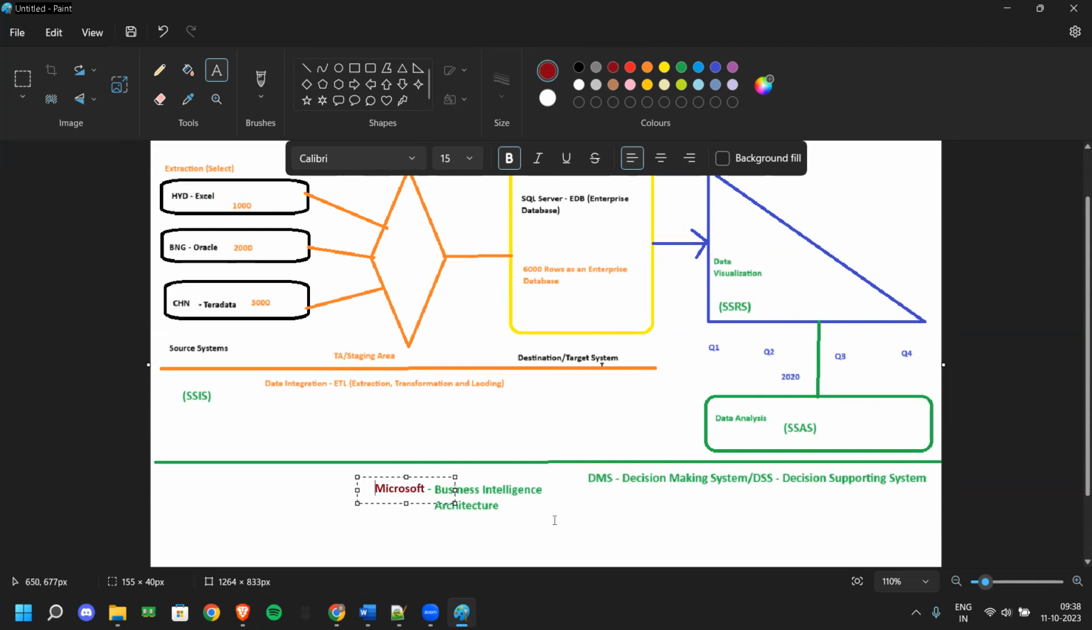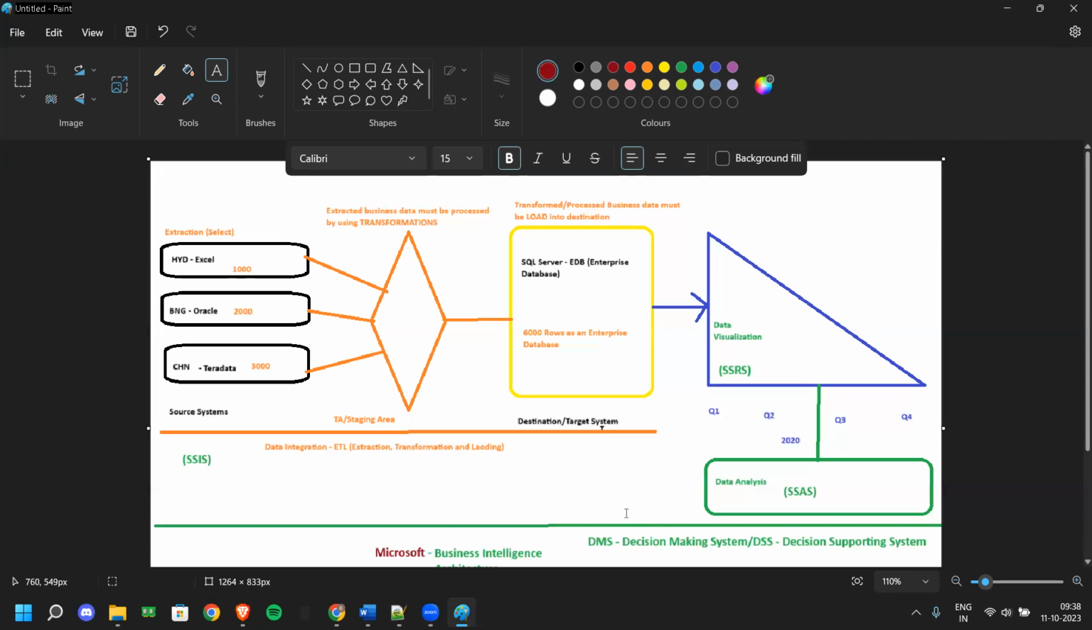Microsoft Business Intelligence. Microsoft Business Intelligence Architecture.